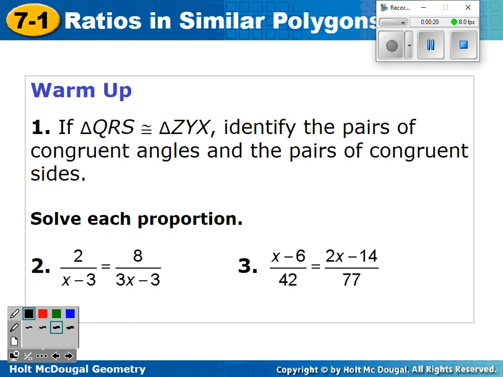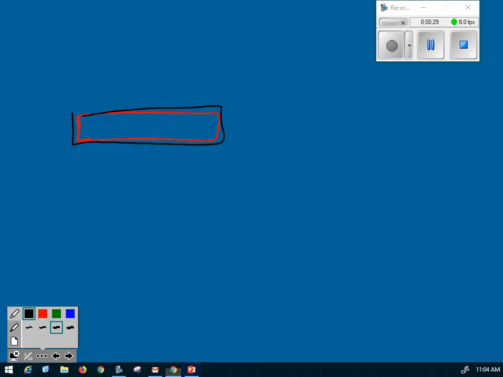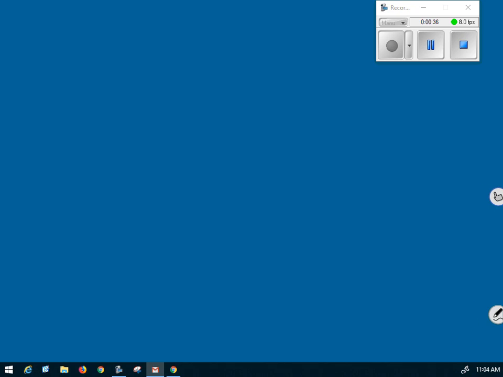Go ahead on your notes while I'm pulling this back up and see if you can answer questions 2 and 3. Yep, 2 and 3 on the warm-up. See if you can do those. I'm going to pull these back up real quick. Yes, solve the proportion.